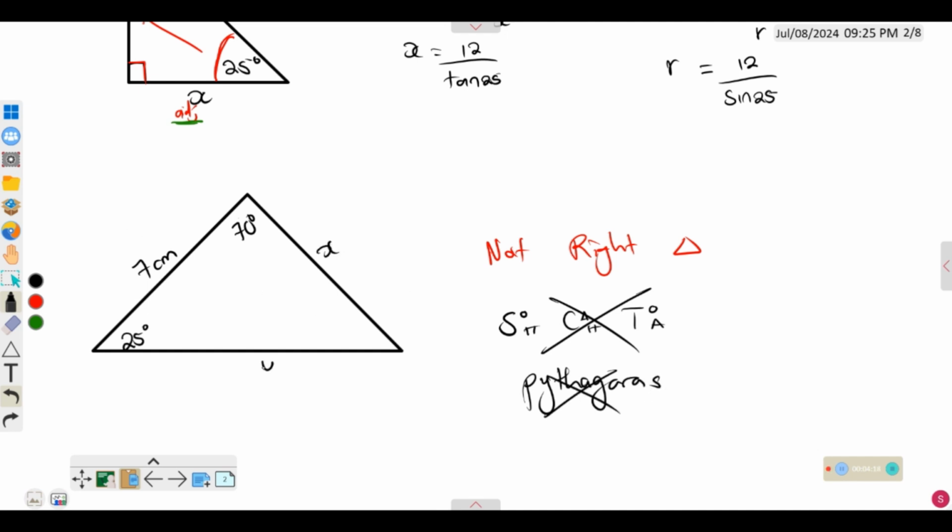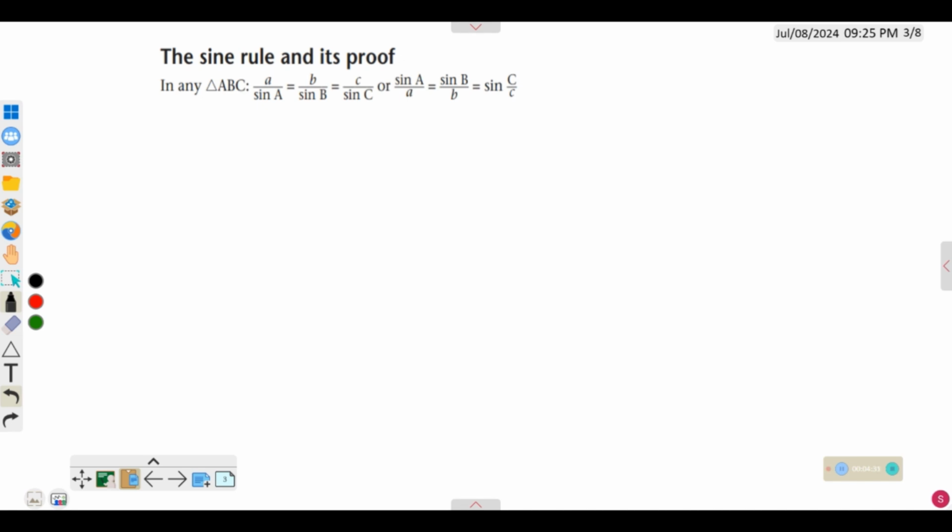What if we have to find x and y in this case? We can't use either of these two. Then that takes us where? It takes us to a new topic, where firstly we are going to explore the sine rule.